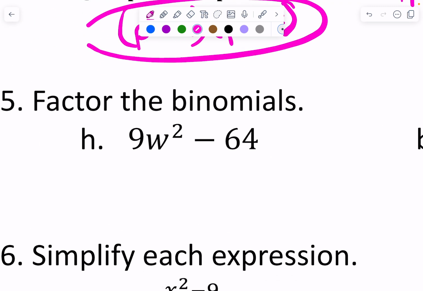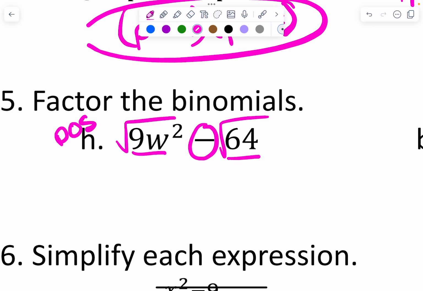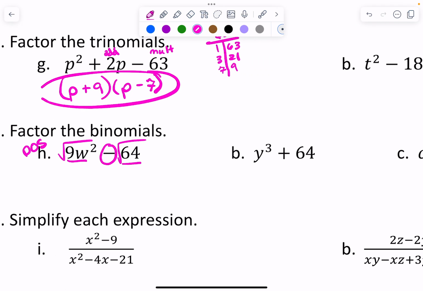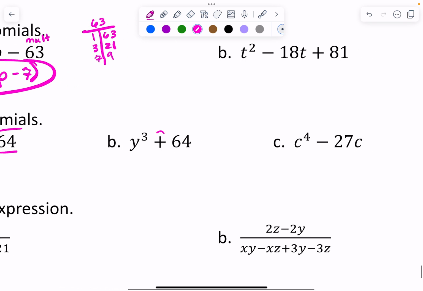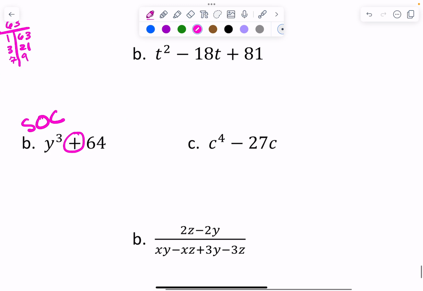This thing is a difference of squares. Okay? Because it's a minus, it's a difference, right? And these two things are squared, like the square root of this and the square root of this. See if you can figure out how to break it down, all right? This one is a sum of cubes. This one, though, let's do C together because it is kind of a weird thing, okay?